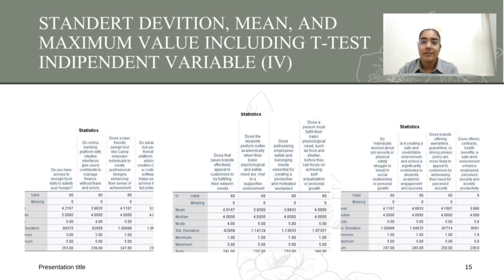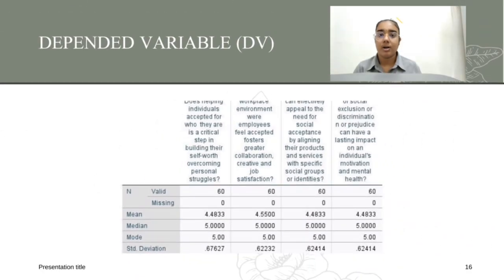The standard deviation varies. Statistical data of the dependent variable shows strong agreement towards self-worth. The mean of this variable is 4.48. The median and mode are 5, with no missing responses. The standard deviation is 0.68.